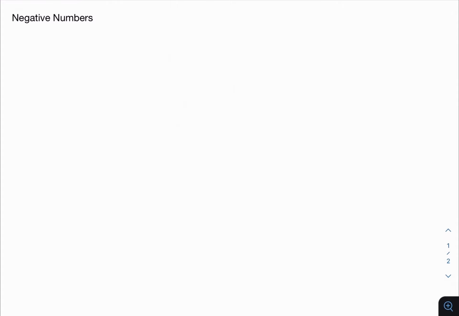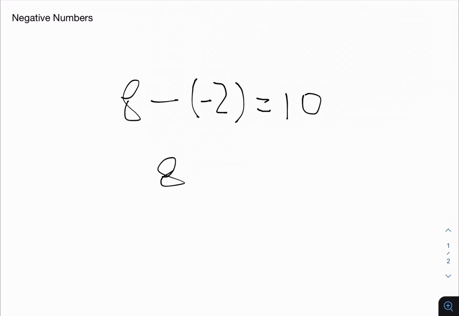Another example, let's say you have 8 minus -2. What do you think it equals? Well, it equals 10, because these two signs would just turn into 8 plus 2 equals 10.